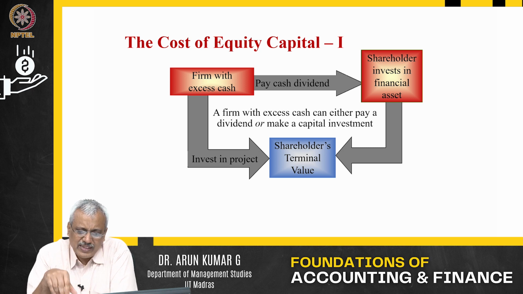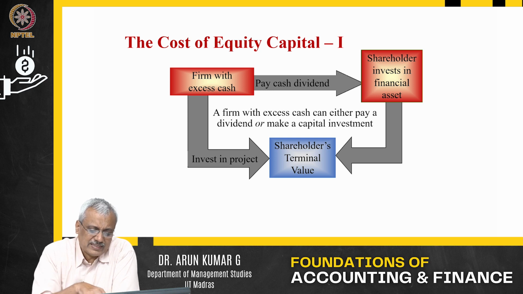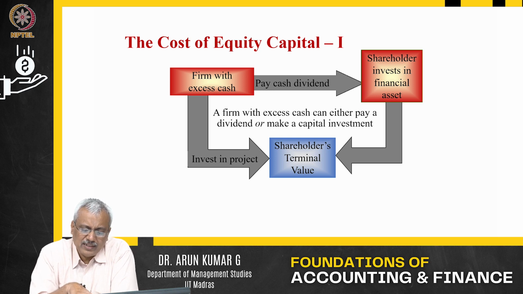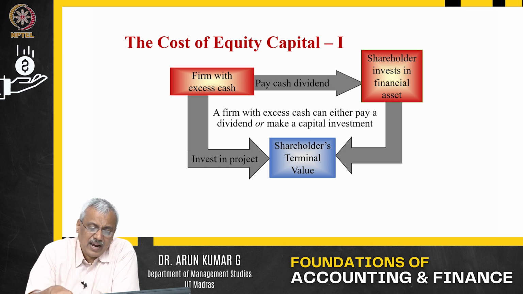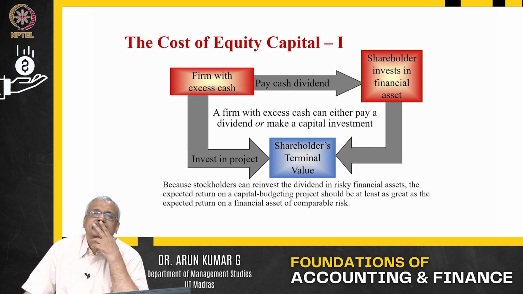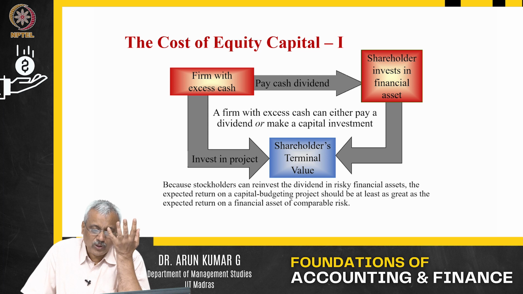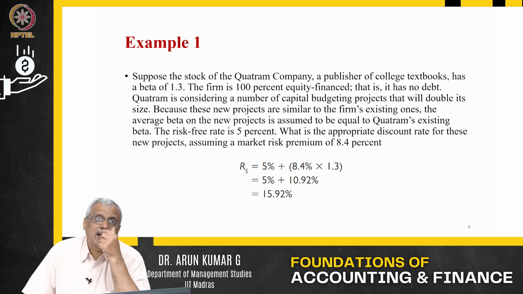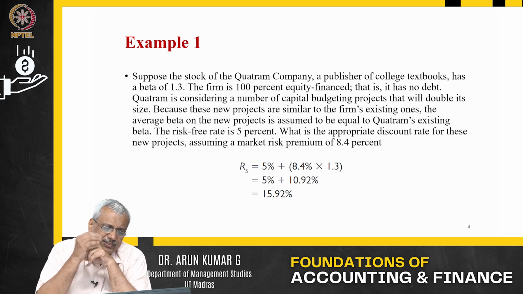When I say cost of equity, shareholders invest in financial assets, firms invest the excess cash in projects, and then they pay dividends, and it is a complete cycle that keeps moving on and on. And when we say expected return or cost of equity, that denotes the kind of return that the stockholders are expecting on the investment they are making. Now, I take an example.